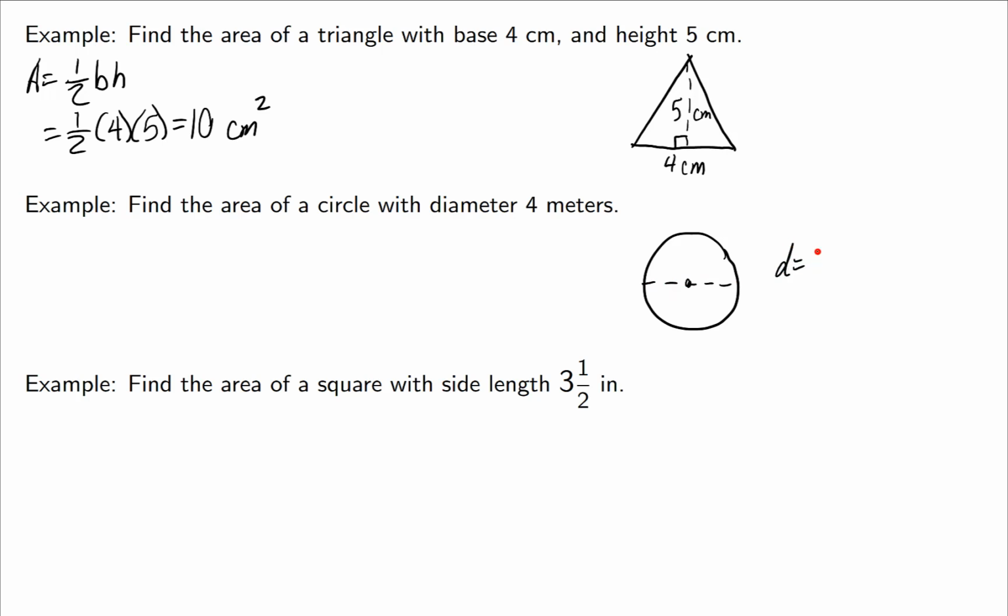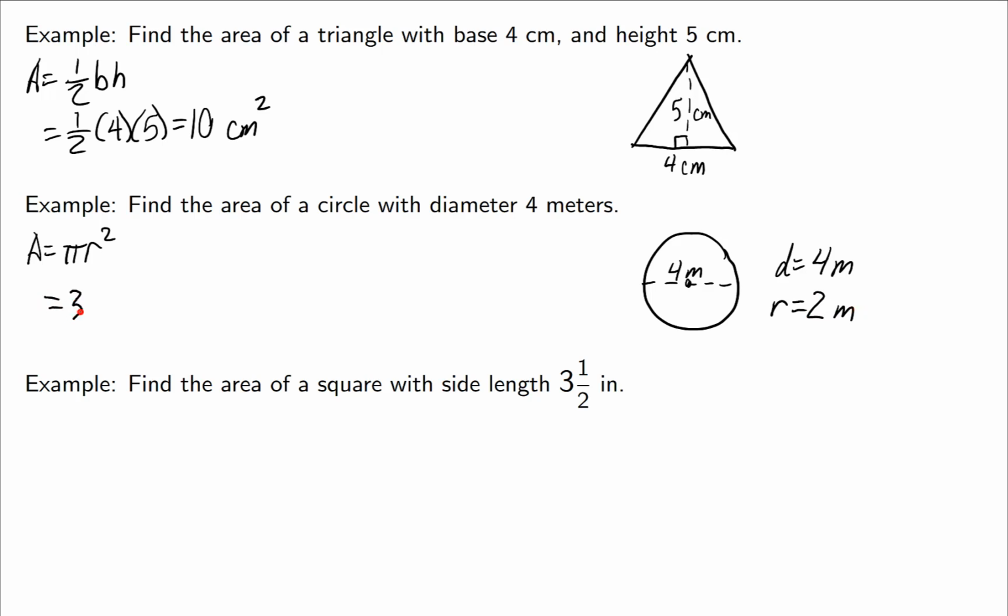So if the diameter is 4 meters, we can draw it in like this. Now the formula we have for area is pi r squared. This poses a small problem to us because the radius is not given. However, remember that the diameter is twice the radius. So every time you're given diameter, you just divide that number by 2, and that'll tell you the new radius. 4 divided by 2 is 2. And now we can finish.